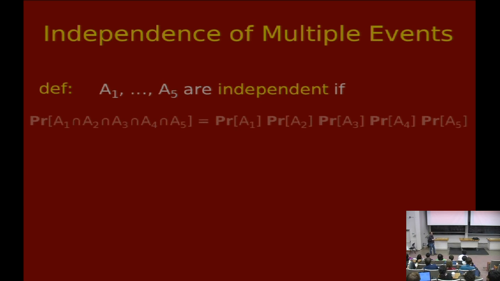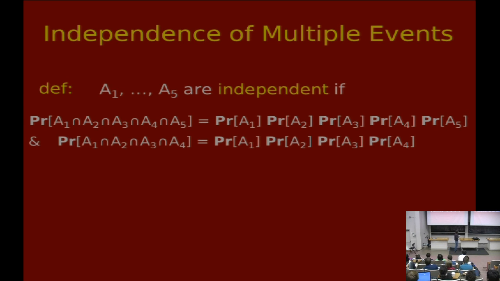Okay, so that's all about independence of two events. There's also a notion of independence of multiple events. And I'll give you the definition, I guess, when there's 5 events. So if you have 5 events, A1 up to A5, they're independent if, this is the definition, well, this is the natural generalization you would think: the probability of the AND of all the events is the product of the probabilities. That's what you would think the definition might be. But it's not.